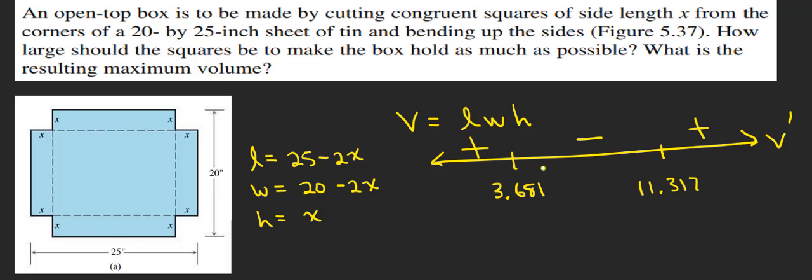V prime is positive over here, V prime is negative on this interval, and V prime is positive on this interval. So as you can see, the maximum volume occurs when x equals 3.681, because that's when V prime changes from positive to negative. So x has to be approximately 3.681 in order to have a maximum volume.